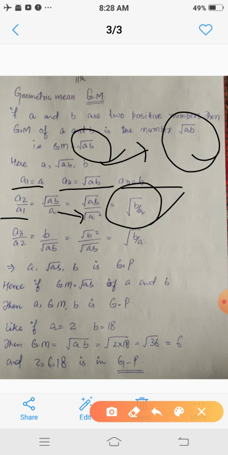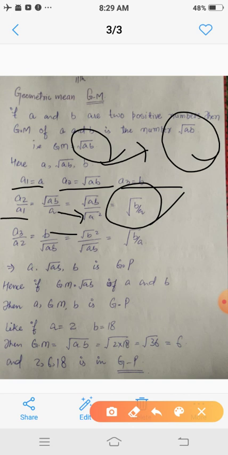Similarly, a3 upon a2, that is b upon root ab. b can be written as root b square. So cancelling one root from numerator and denominator, we get root b upon root a. So this means that the geometric mean between a and b is root ab, and the sequence a, GM, b forms a geometric progression or geometric sequence.